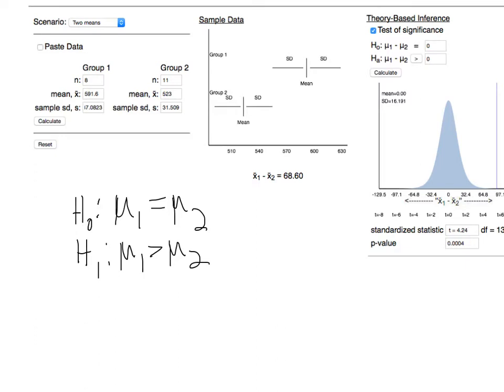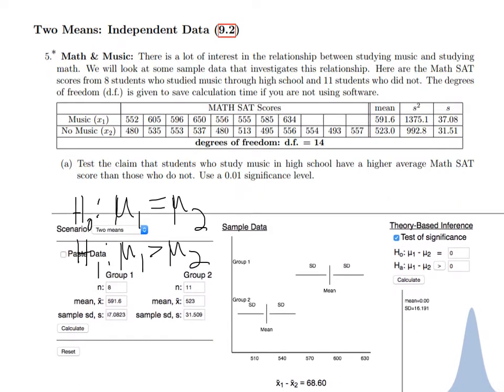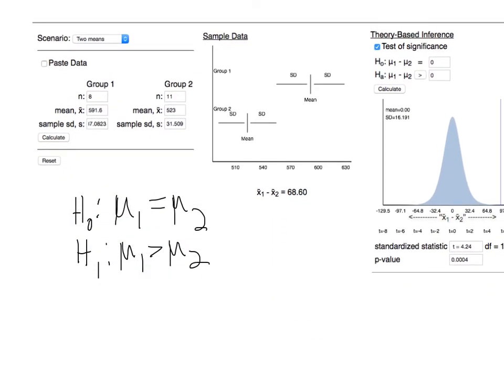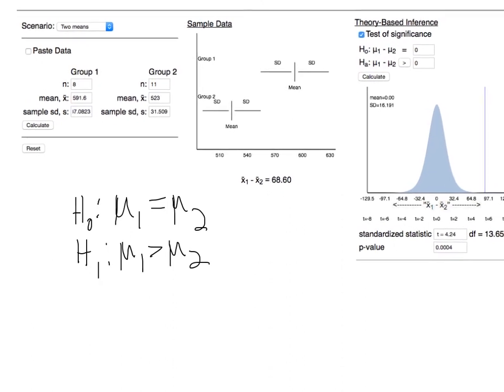If you want to use a t-score table and find the critical value, you can, but there's nothing wrong with just looking at that p-value, which is a very small p-value. It's less than our 0.01 level of significance, so we can reject H0. It looks like the data does support the claim that students who study music in high school will have higher math SAT scores on average than those who do not. Okay, must be something about that side of the brain. I don't know, but that's not what I'm trying to answer here. Okay, so I hope that helps you use this applet. I encourage you to use it.